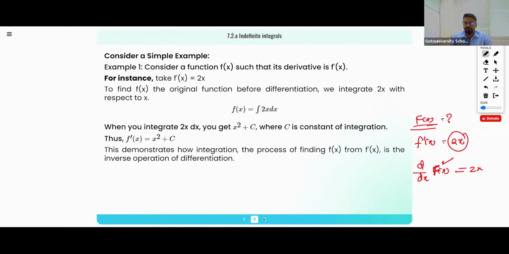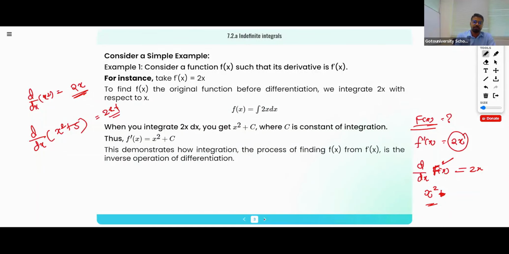Can you think about it? It can be x square, right? For example, if I differentiate x square, dy by dx of x square, what we get is 2x, right? What if the function is x square plus 5? Isn't its differentiation also 2x only? What if it is x square plus 10? Its differentiation is also 2x, because the differentiation of a constant leads to 0.